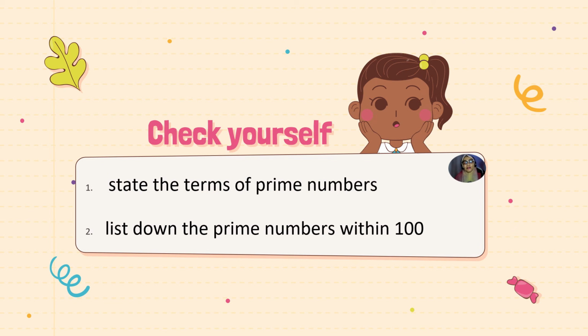Okay, let's check yourself. Do you achieve the learning objective and success criteria for today? The first one, you can state the terms or the rules of prime numbers. First, prime numbers are greater than 1. And next, prime numbers can be divided by 1 and itself only. So that is the terms or the rules. And next, number 2, you can list down the prime numbers within 100. I hope you can achieve both of these success criteria.